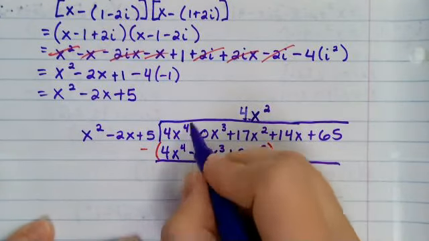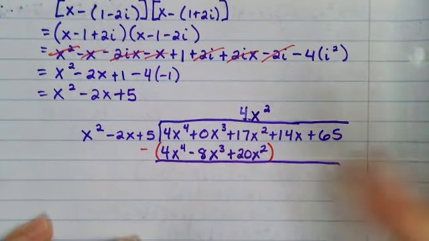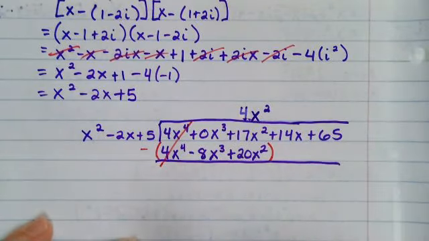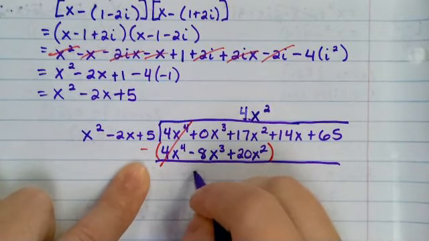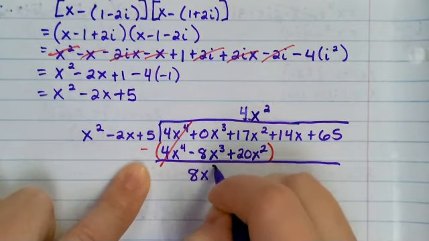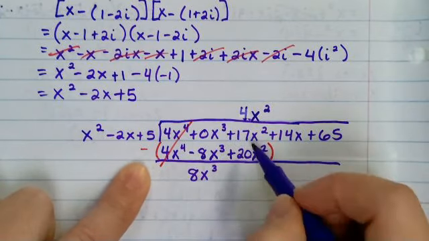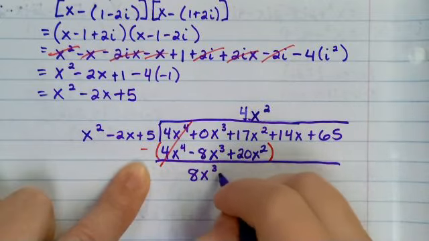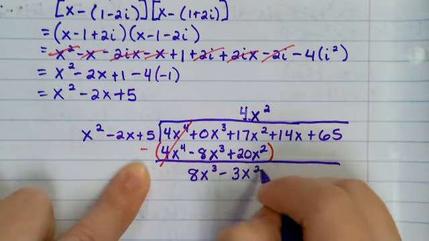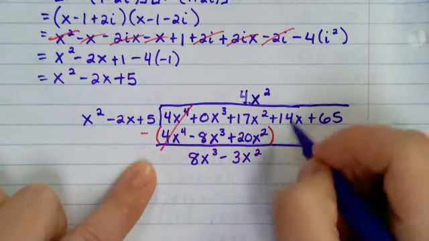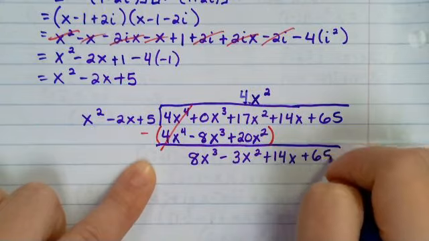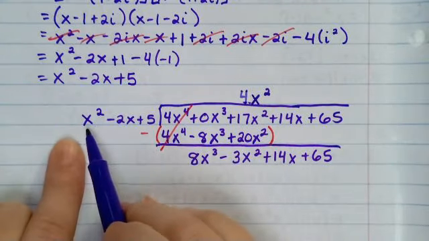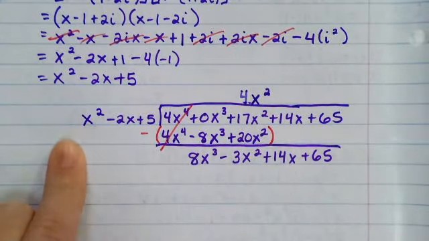Okay. So the 4x to the fourths cancel out because you're subtracting them from one another. Here we have 0 minus a negative 8, which makes a positive 8x cubed. We have 17 minus 20, which is a negative 3x squared. Then we're going to bring these other numbers just straight down. So 14x plus 65. Now we're going to say, x squared times what gives me 8x cubed?